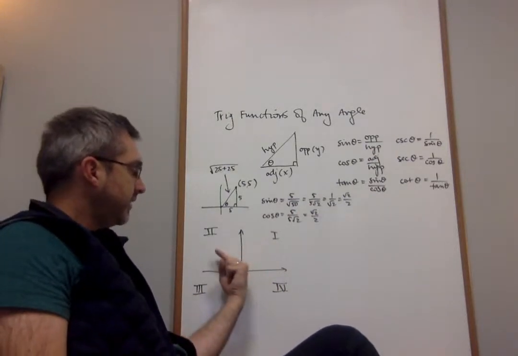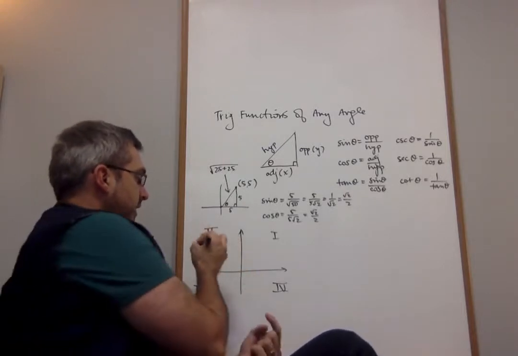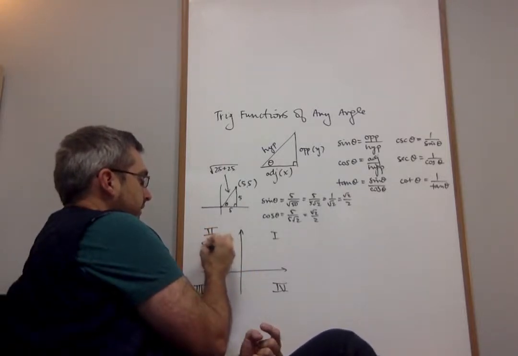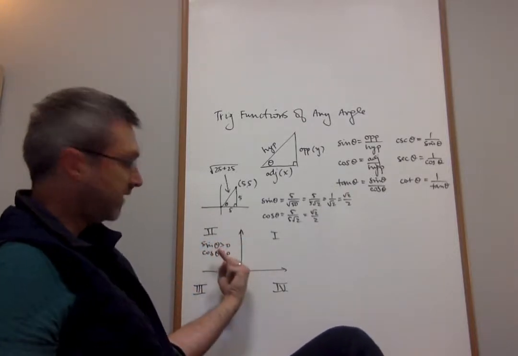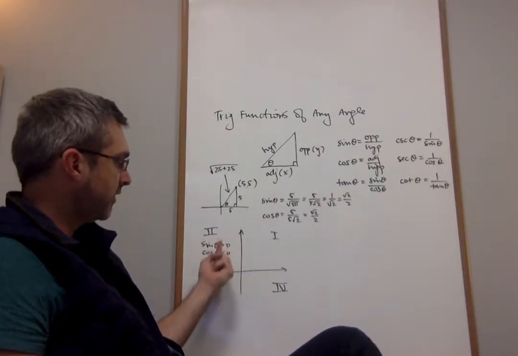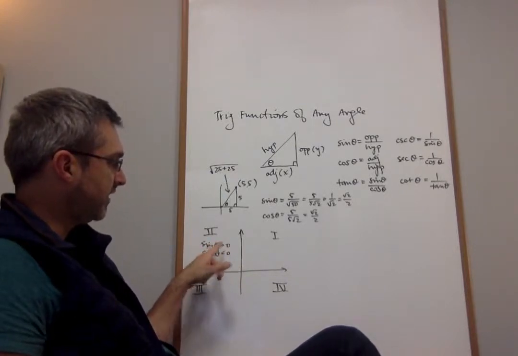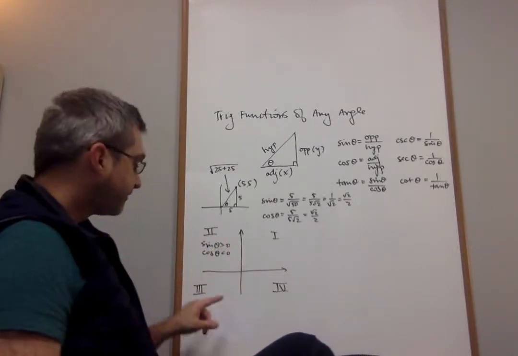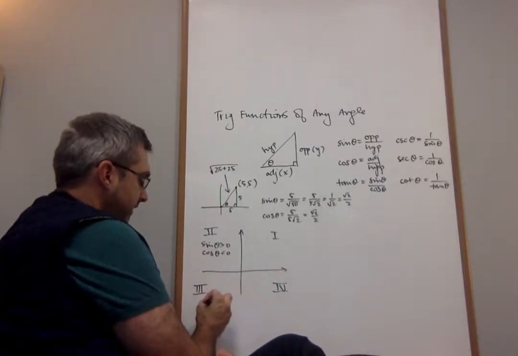Once we start getting into some of these other quadrants, like here, the sine is positive, but the cosine is negative, because cosine is x and sine is y. The y is going this way, but the x is going this way. X is negative, so cosine's going to be negative, but sine's going to be positive. Down here, the x and the y are both negative, so sine is negative and cosine is negative.